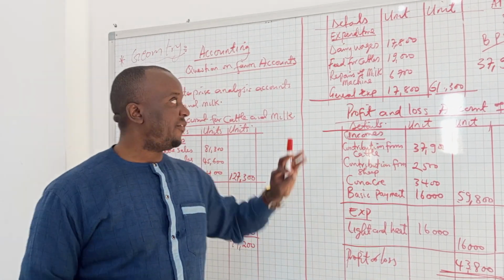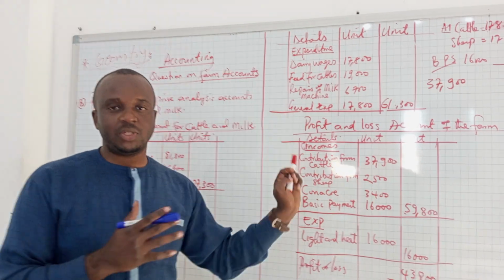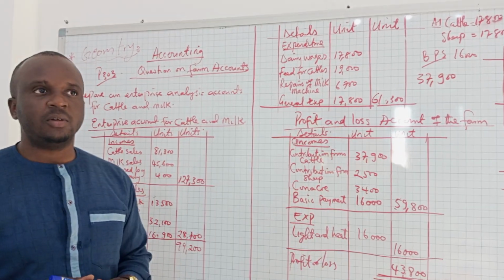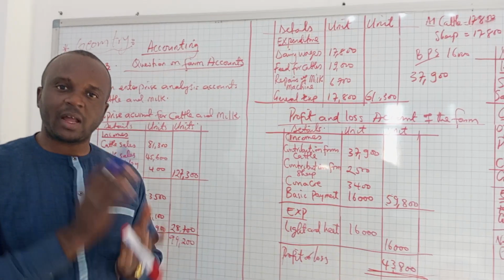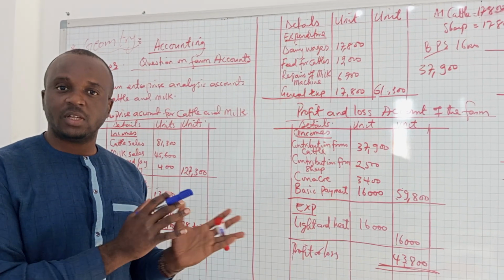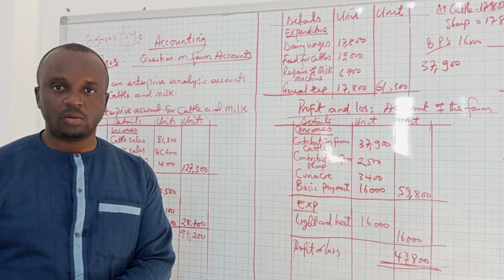On farm accounting, we took a question from 2017. It's talking about mixed farming, and in the mixed farm there is cattle, a section for cattle, a section for milk, a section for sheep, and a section for wool.